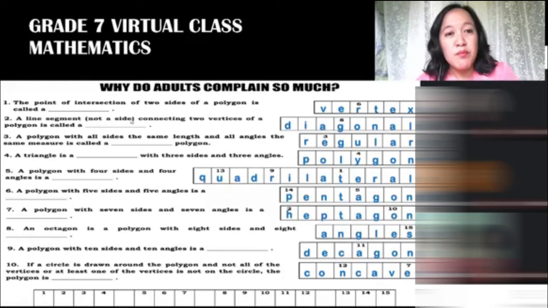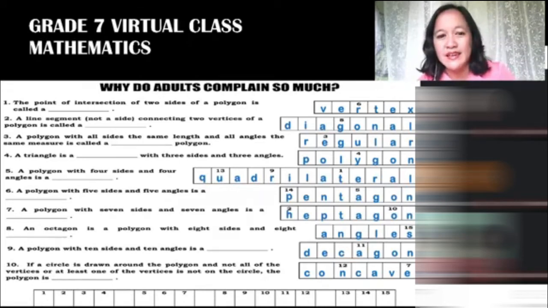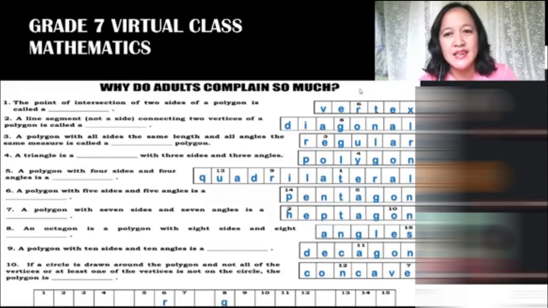Why do adults complain so much? So, we have located them. What we need to do is write the letter that corresponds to each number and write it below. Number 1, what is the letter that corresponds to number 1? T. Number 2, okay, so number 1, 6 is letter R. Number 8 is letter G. Number 3 is letter E. Number 4 is letter Y.